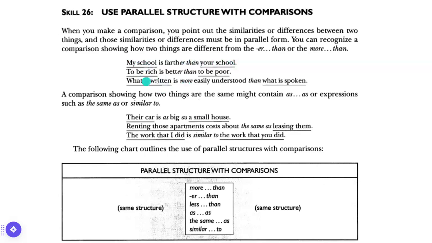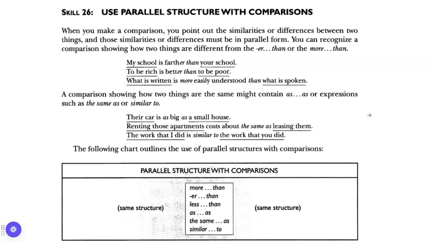To be rich is better than to be poor. Again, parallel structure, to be, to be. What is written is more easily understood than what is spoken. What is and what is.